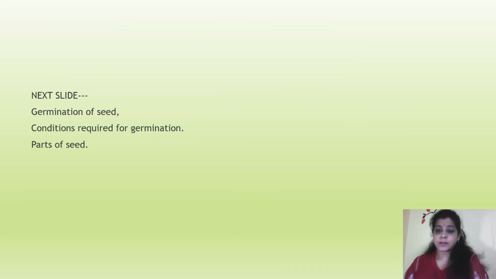Okay, in the next slide we'll deal with germination of seeds, conditions required for germination, and the parts of seeds. This slide is only related to asexual reproduction. If you feel anything is left out, or any subtopic related to this topic which you would like to be discussed over here, you can surely put it down in the comment section. And next slide will discuss germination of seed, conditions required for germination of seed, and parts of seed.